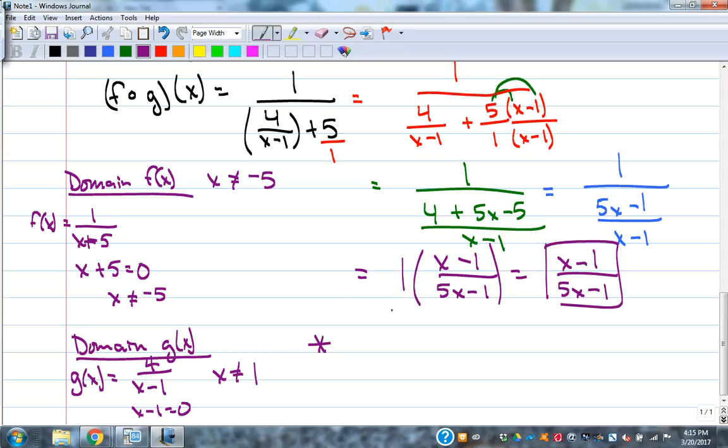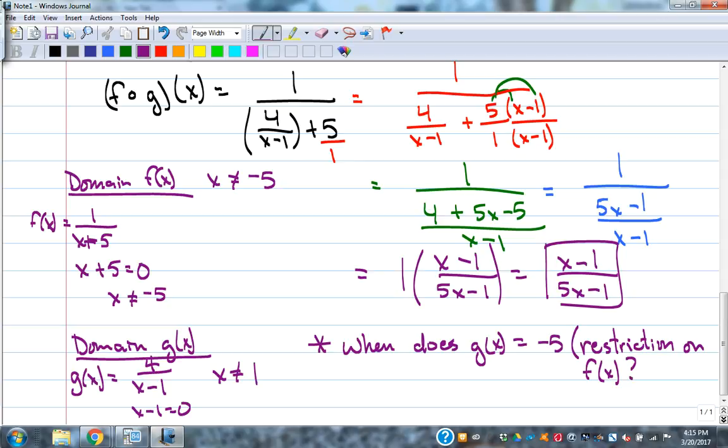That's the key question. When does g of x equal negative 5, the restriction on f of x? That negative 5 comes from there, because g of x is what's replacing x in the composition here. So when does g of x equal negative 5, or the restriction on f of x? That's the key here. And so what we would do is set that equation up.